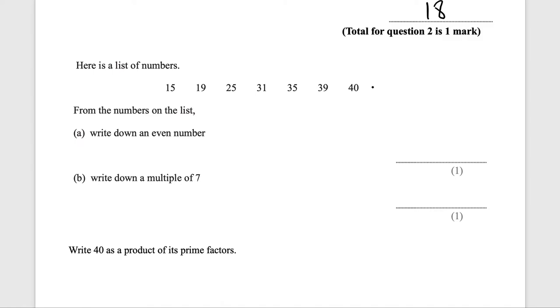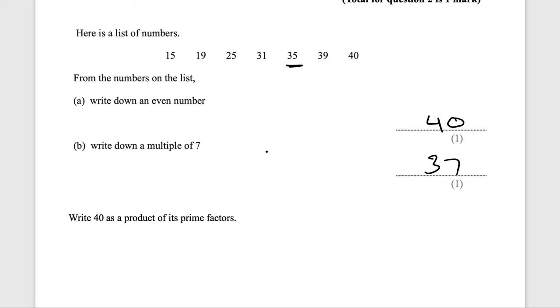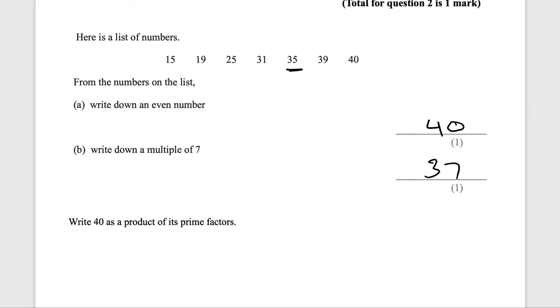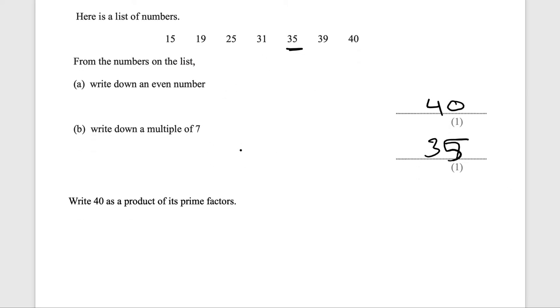Next question, here is a list of numbers. From the numbers on the list, write down an even number. Remember, it needs to end with 0, 2, 4, 6, 8. And which one does that? It's 40. So 40 is an even number. Write down a multiple of 7. You can see 35 is a multiple of 7. Both of them would be 1 mark each.